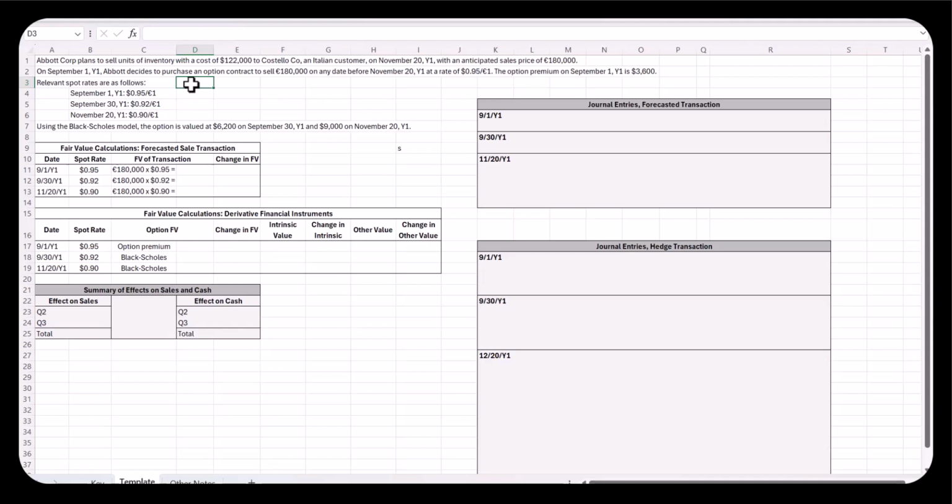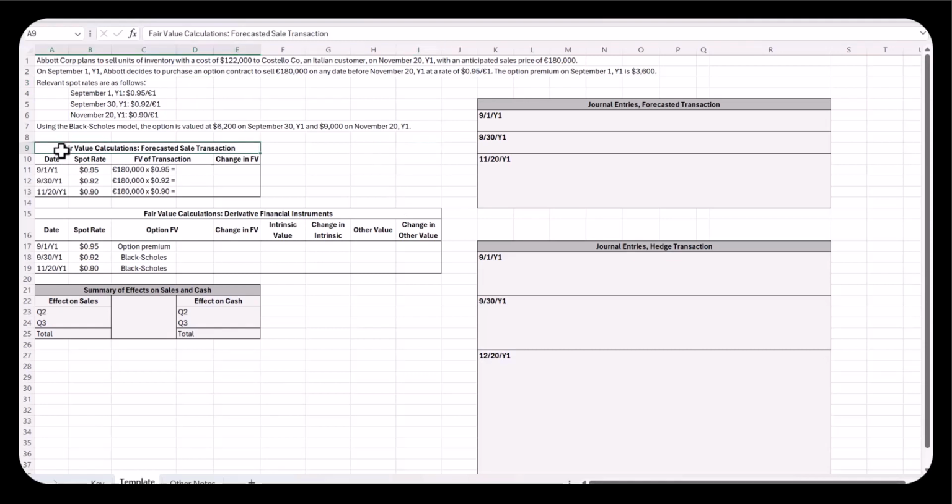Forward contracts are more straightforward to find the fair value of because it's solely based on the differences between the forward rates at whatever dates you're looking at. Options are a little more complicated, and so we use a really sophisticated model, usually the Black-Scholes model, to value options. For the purposes of this class, that option value will just be given to you. In reality, someone would have to put a bunch of data into this model, and then the model would spit out this value. So the option value under the Black-Scholes model is $6,200 on September 30th of year one and $9,000 on November 20th of year one.